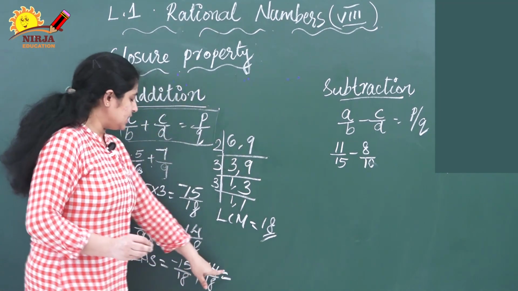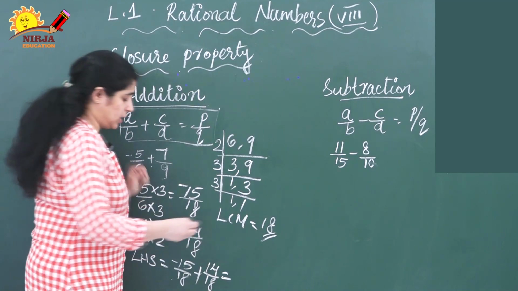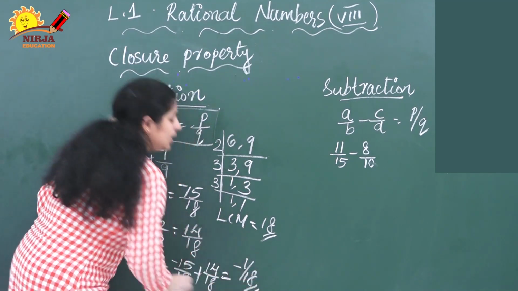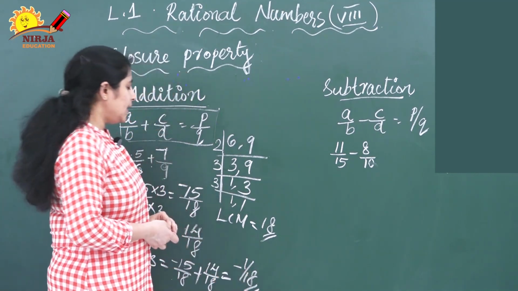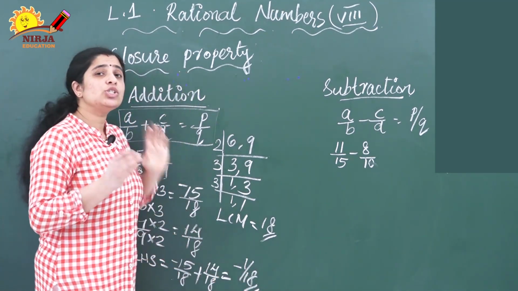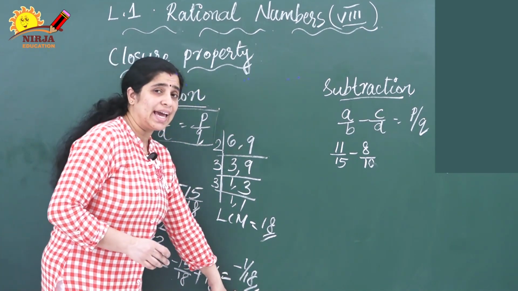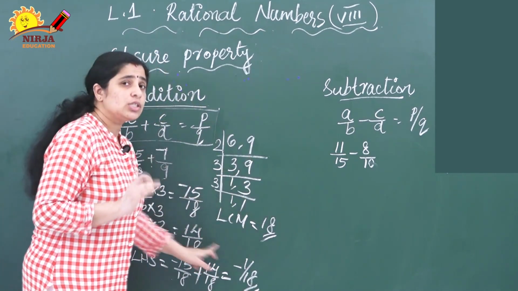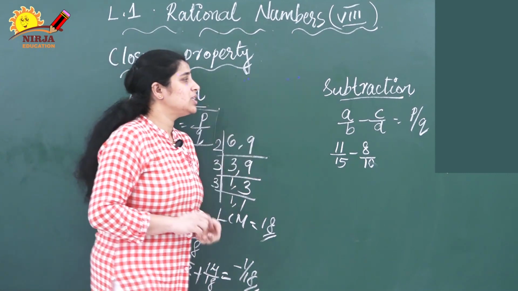Now the sign is different here, one is a negative number and another one is a positive number. So you can write it as minus 1 by 18. So the answer will be minus 1 by 18. So the addition is true. When you are adding two rational numbers, you are getting the answer also a rational number. So this addition is closure. The addition is closure. Now we will see the subtraction.